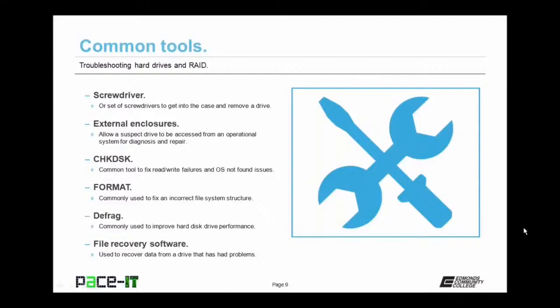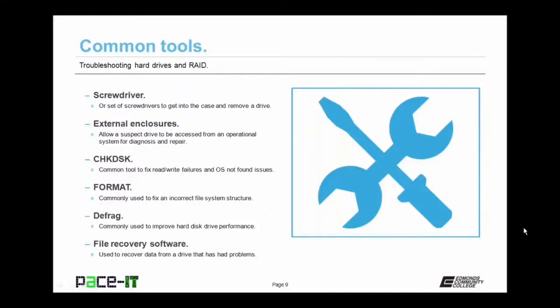Another tool is check disk. Actually, it's a utility, but it's a common tool that's used to fix read and write failures and operating system not found issues. It checks the physical surface of the disk and can do repairs and recovery in certain cases. Then there's the format utility. It's commonly used to fix an incorrect file system structure.